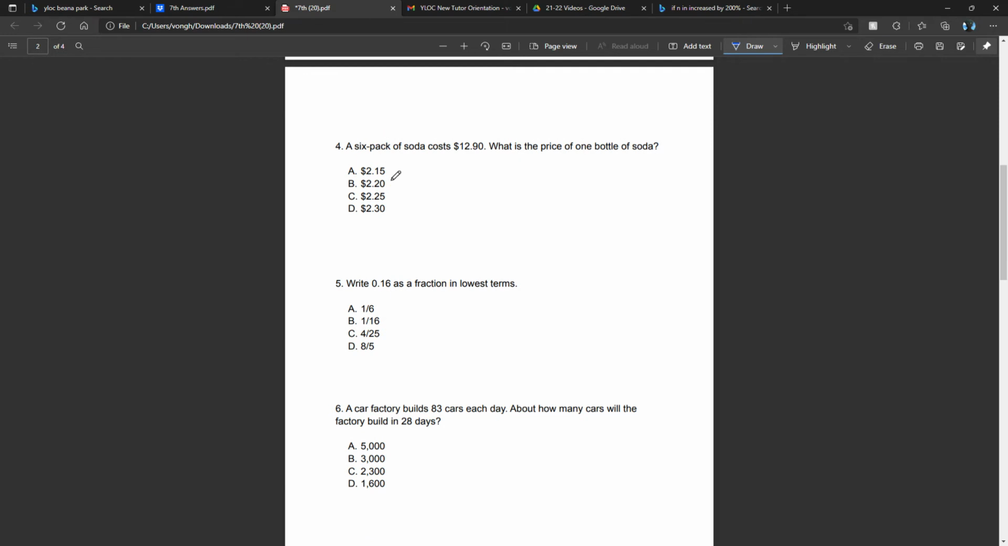A 6-pack of soda costs $12.90. What is the price of one bottle? So what you have to do is you take the total price and you divide it by 6, because there's 6 in it. Here's the work for it, like for long division, so the answer should be A.